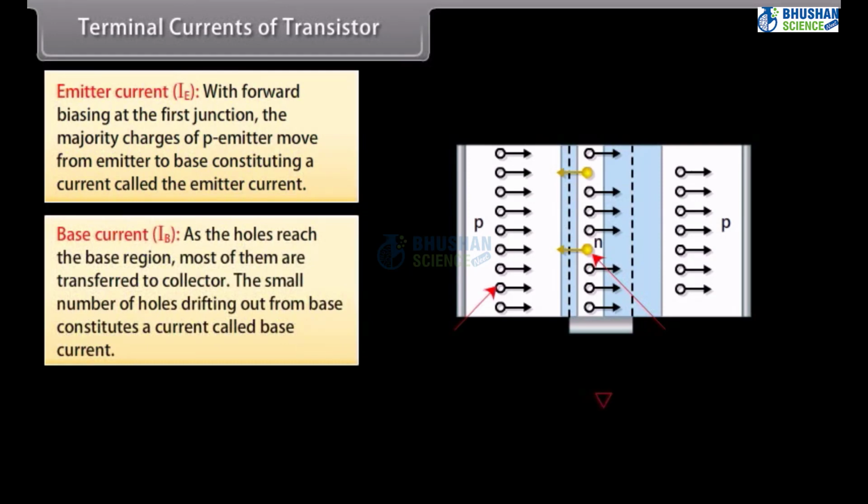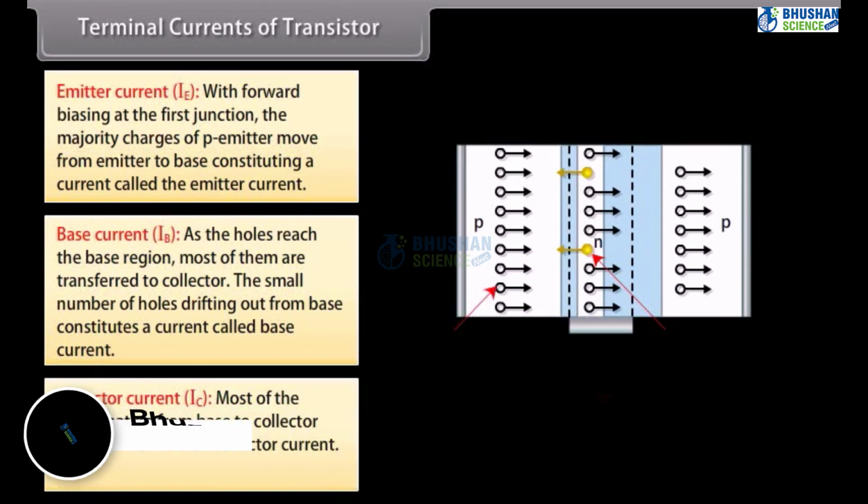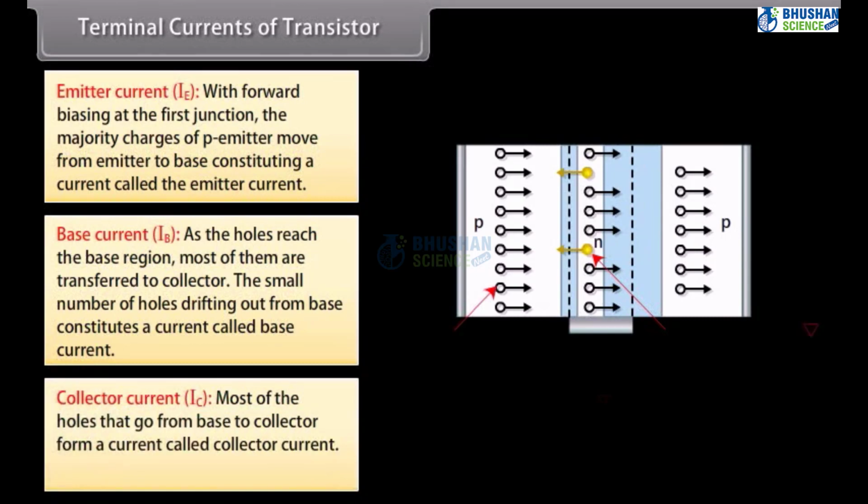Base current, IB. As the holes reach the base region, most of them are transferred to collector. The small number of holes drifting out from base constitutes a current called base current. Collector current, IC. Most of the holes that go from base to collector form a current called collector current. IE is equal to IB plus IC. The current concepts are all same in PNP and NPN, except the fact that all currents are directed opposite in the two cases.